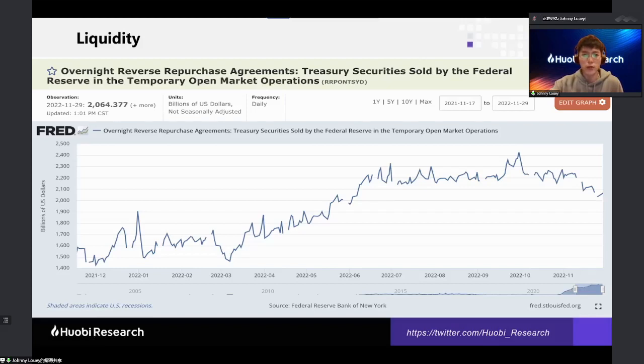I would like to show you the liquidity chart here. Overnight reverse repurchase agreements. For some of you who have not watched our previous episodes and don't know what this is, the reverse repo is an instrument used by the Federal Reserve to withdraw liquidity, or to absorb excess liquidity in the market.